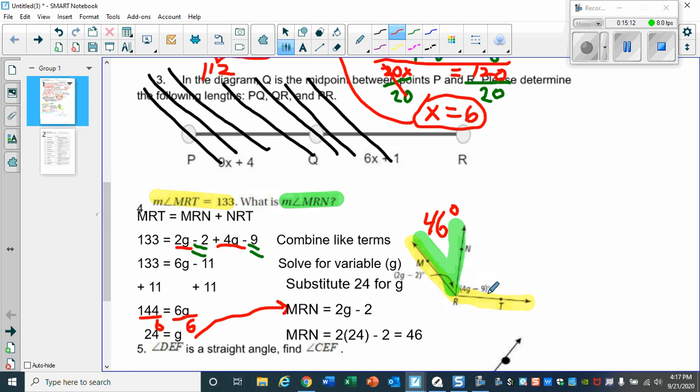Now, can we find the measure of NRT? You could. Since this overall is 133, you didn't have to, but if you had to, you could do this and then just subtract 133 minus 46, and you'd get a grand total of 87 degrees.